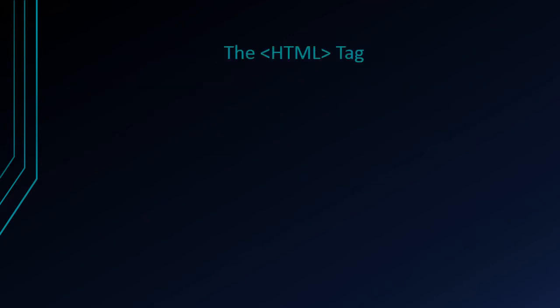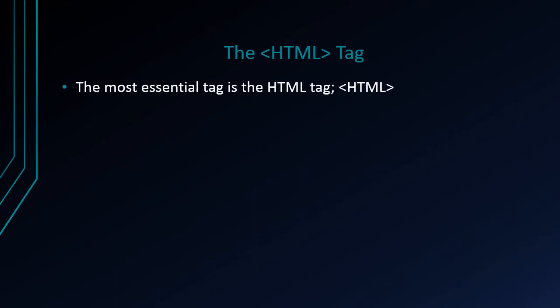The HTML tag. The most essential tag in HTML coding is the HTML tag. You're going to type it, you just hold down shift, you press the comma key for the open chevron, you type in HTML, and again you can do whatever case you want to do, and then close it with the close chevron, which is shift and a period key.